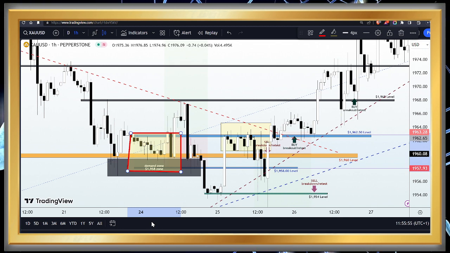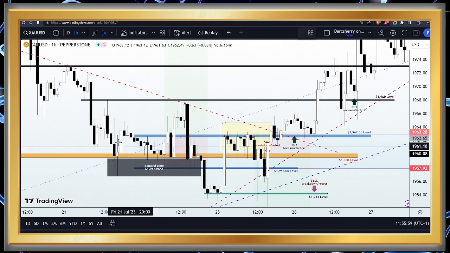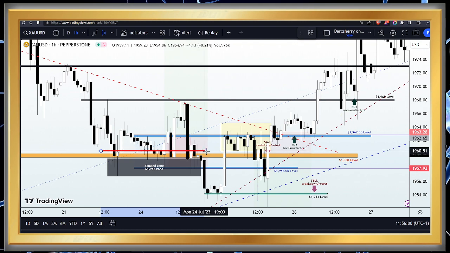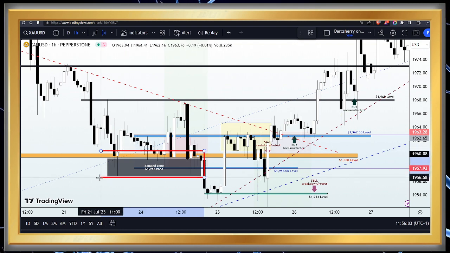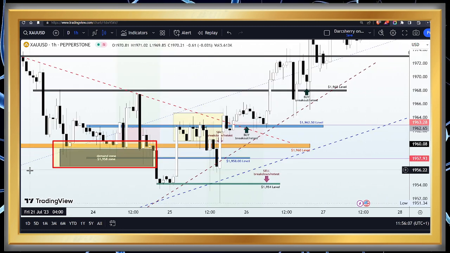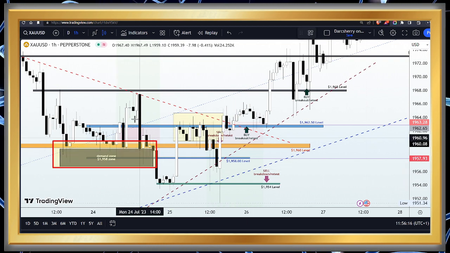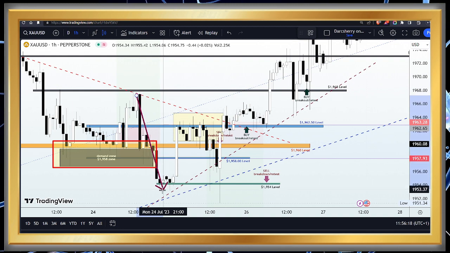And remember what I said at the beginning of the week, that as long as price action remains above our key level and that 1,958 zone, we'll continue to consider buying the XAUUSD, and that the only condition or criteria that will make us want to sell the XAUUSD is for price to slice through that demand zone.